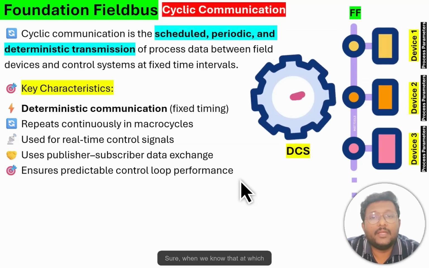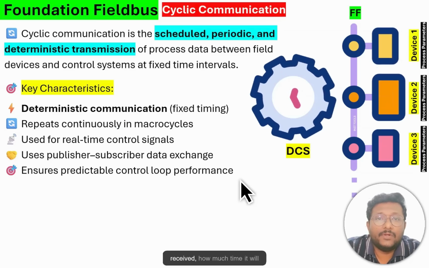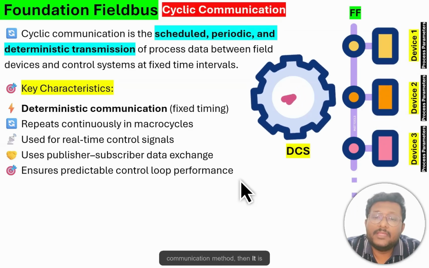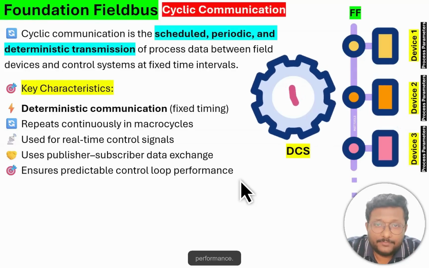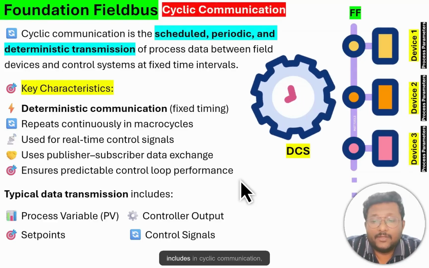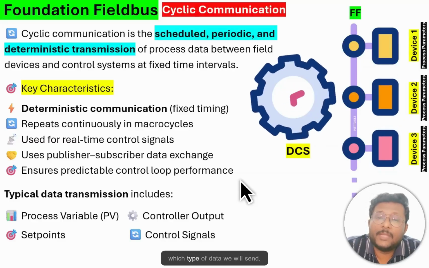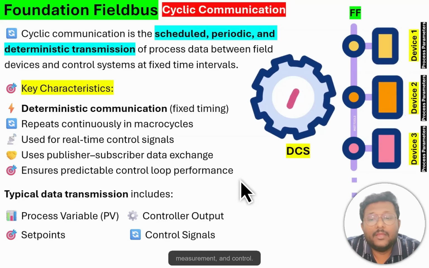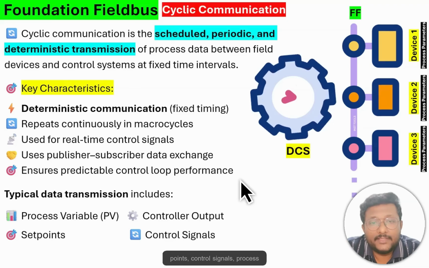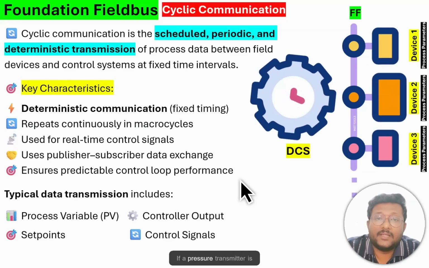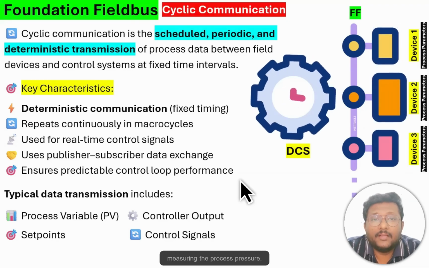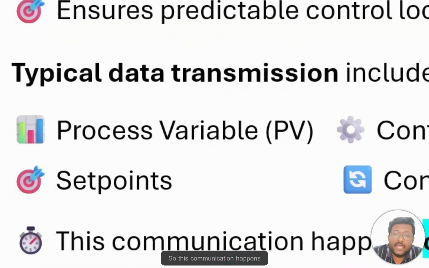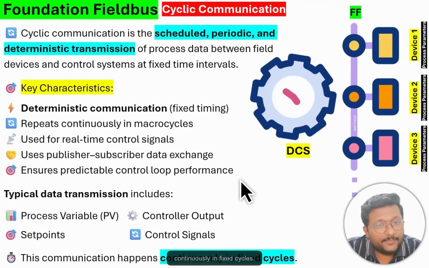When we know at which time interval which data will be received, how much time it will take, everything we know in this communication method, then it is very advantageous to the loop performance. And typical data transmission: in cyclic communication, which type of data do we send? Mostly process variables, measurement, and control. This includes controller output, set points, control signals, process variables. If a pressure transmitter is measuring the process pressure, then that is a process variable. That is basic, right? So this communication happens continuously in fixed cycles.